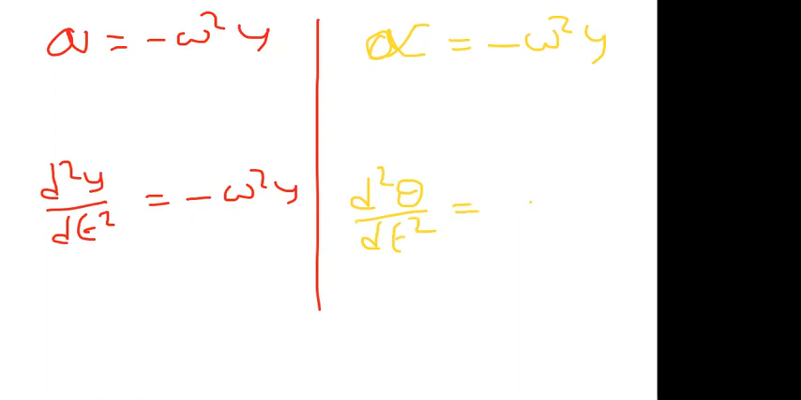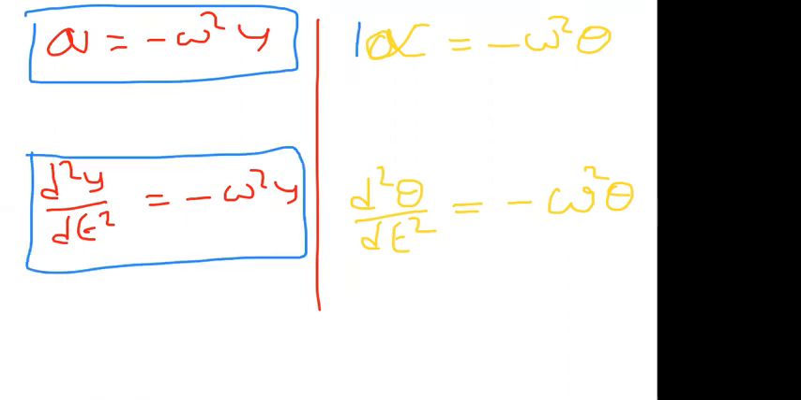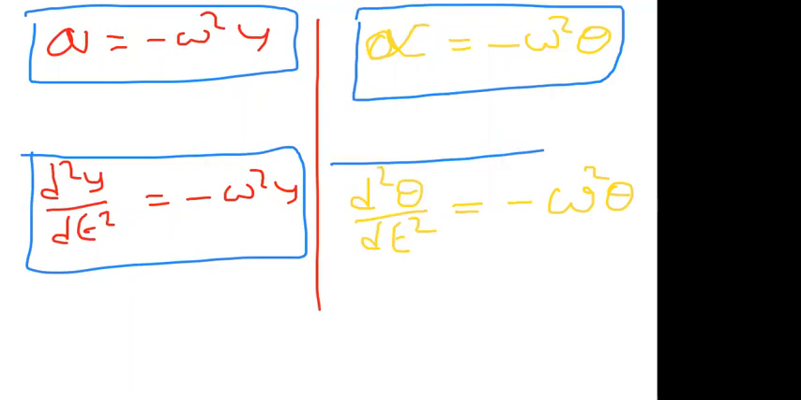Double differentiation of angular displacement. Here remember, you must not write y here. You have to write theta. Displacement is analogous to angular displacement. Here now I can write minus omega square theta. Observe carefully. Now a equal to minus omega square y. d square y by dt square is minus omega square y. Alpha is minus omega square theta. d square theta by dt square is minus omega square theta. These are the equations we got.